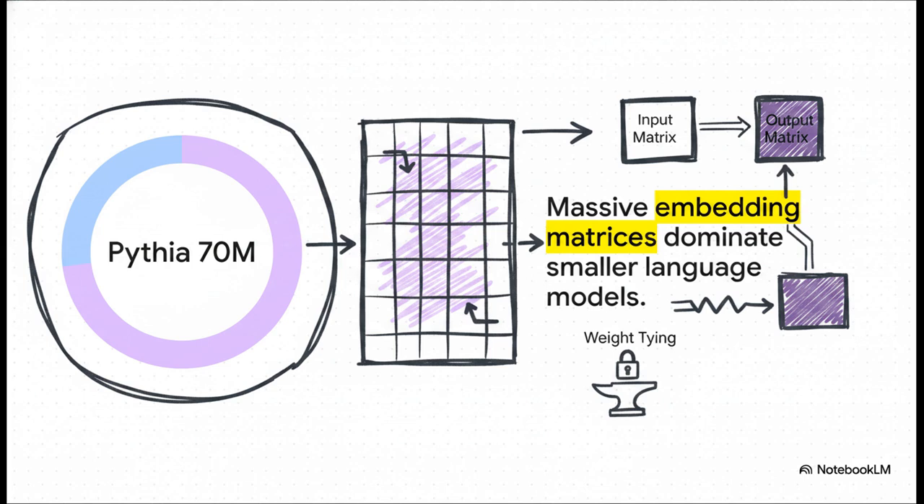Just look at the Pythia 70M model. A staggering 73.4% of all its learnable parameters are just embedding matrices. That's huge. To save memory, engineers historically adopted a clever technique called weight tying. The theory was super simple. The massive input matrix used to translate discrete tokens into vectors going into the model should just share the exact same parameters as the output matrix used to translate vectors back into discrete tokens on the way out.